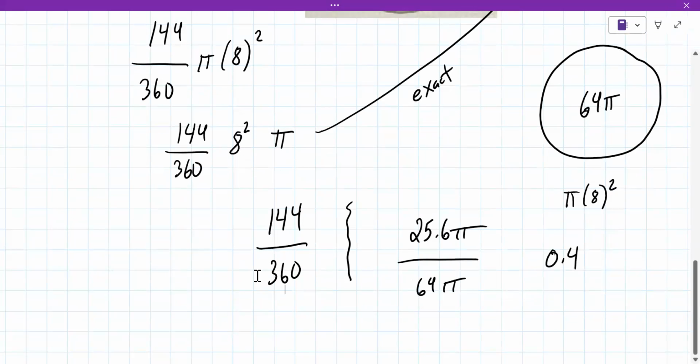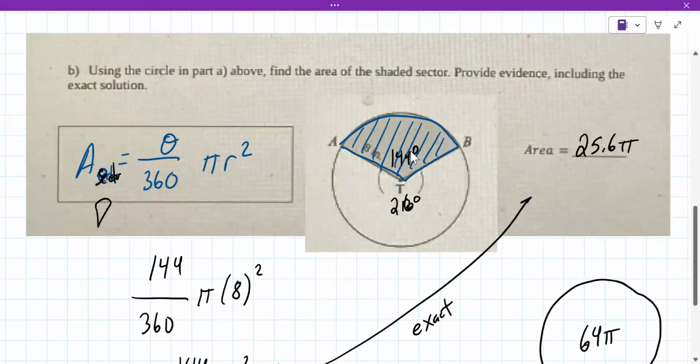Yeah. So it can have different numbers, but as long as it's getting the same answer, it's fine. What I'm trying to show you is that 144 is the angle out of 360, and the area of the pizza slice, which is 25.6 pi out of 64 pi, is the same. The ratios are the same.